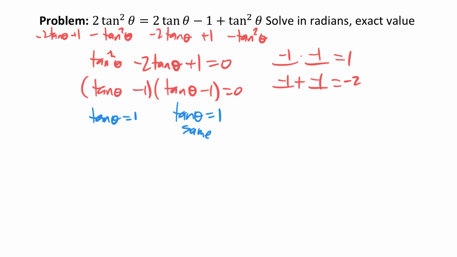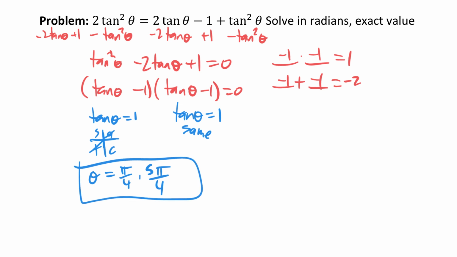So how do I find tan theta equal to 1? Use our unit circle. It's going to be here and here. We could use a calculator, but these ones we should know. Theta equals pi over 4 and 5 pi over 4. And we're good.